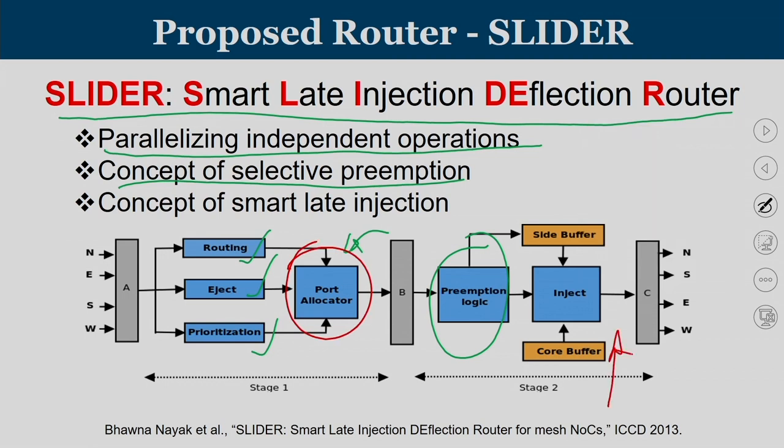Rather than having an injection unit early, the injection from side buffer as well as core buffer is happening late in the pipeline, and there is no movement from core buffer to side buffer and side buffer back to side buffer. Packets will enter into the inject stage only if they are going to get a productive movement. So, the concept of a smart late injection is, inject the packets as late as possible in the pipeline such that you look into what are the ports that are available, and if your productive port is available, then inject there. So, smart late injection deflection router.